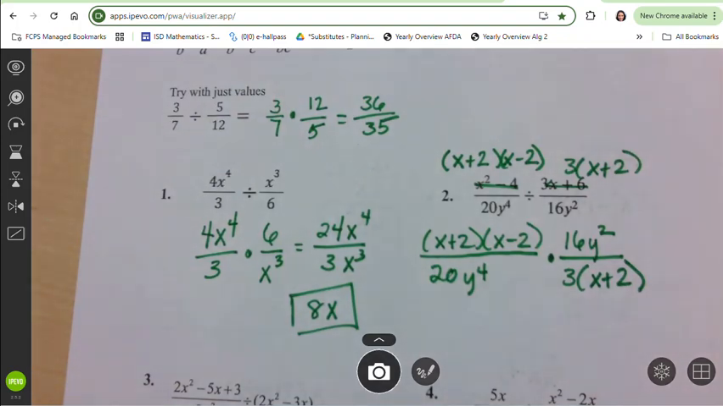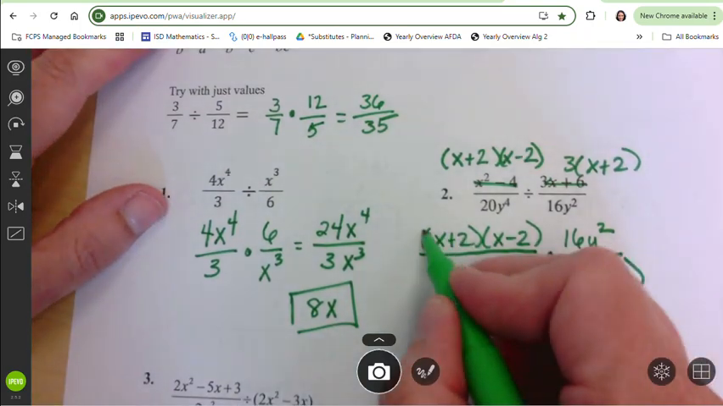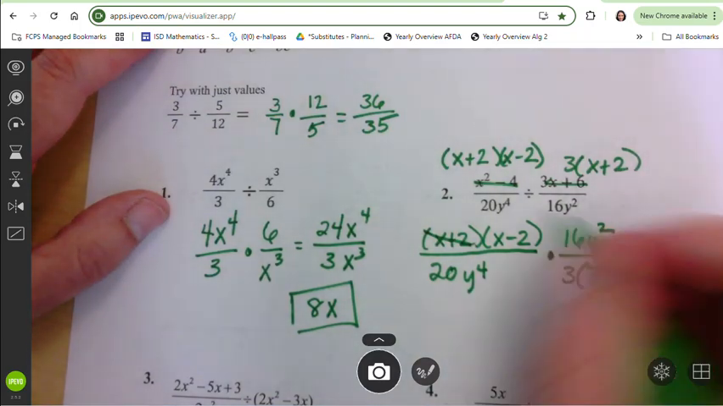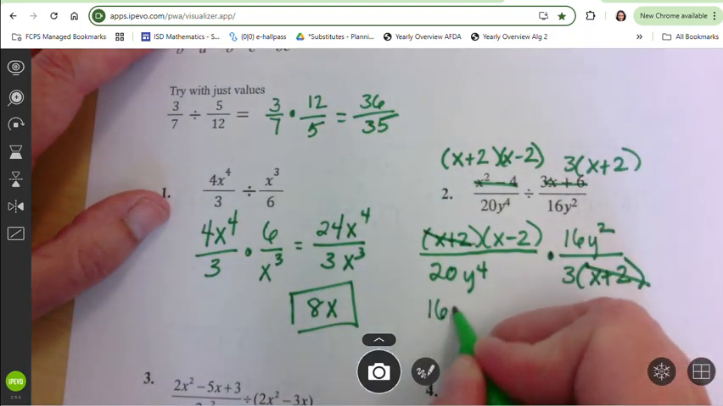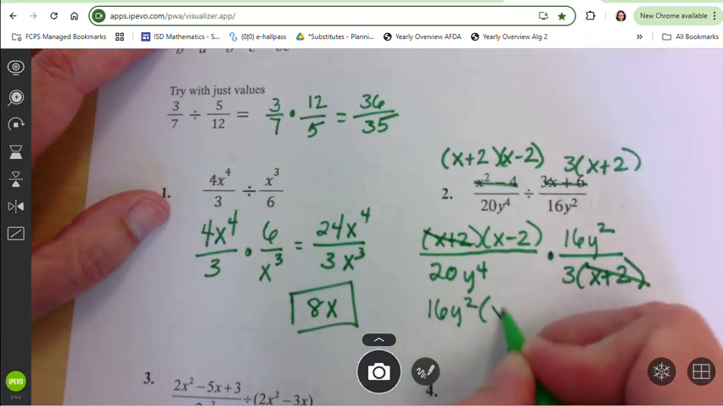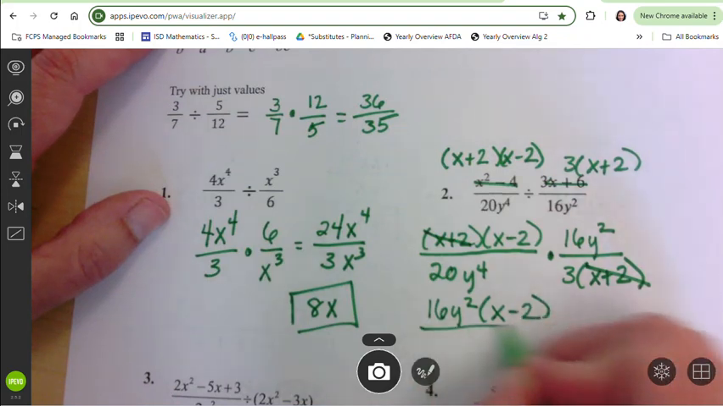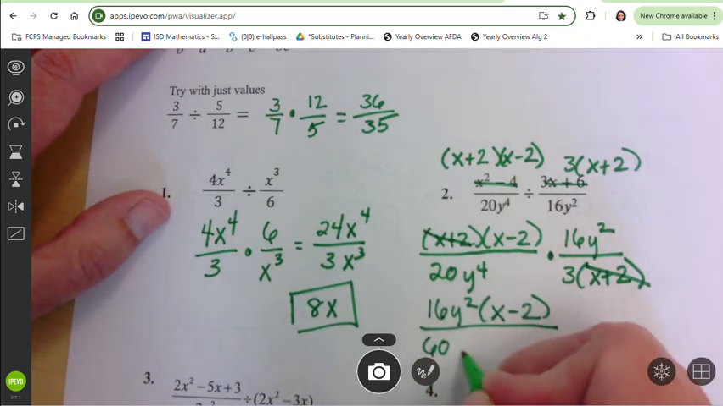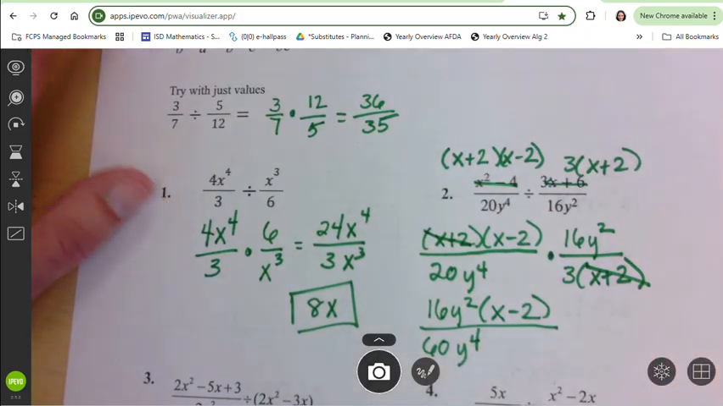Are these x's or y's? It's funny, it has x's and y's in it, but that's not a big deal. So your x plus 2 and your x plus 2 will cancel. I'm going to move my 16y squared to the front times x minus 2. And then 20 times 3 is 60, y to the 4.